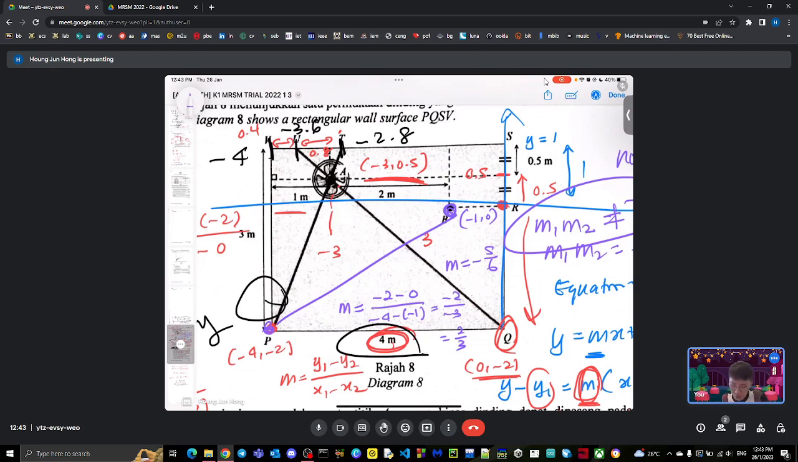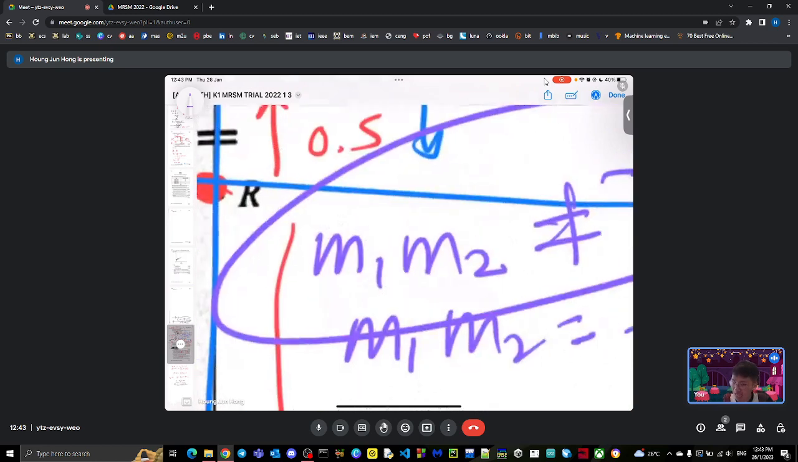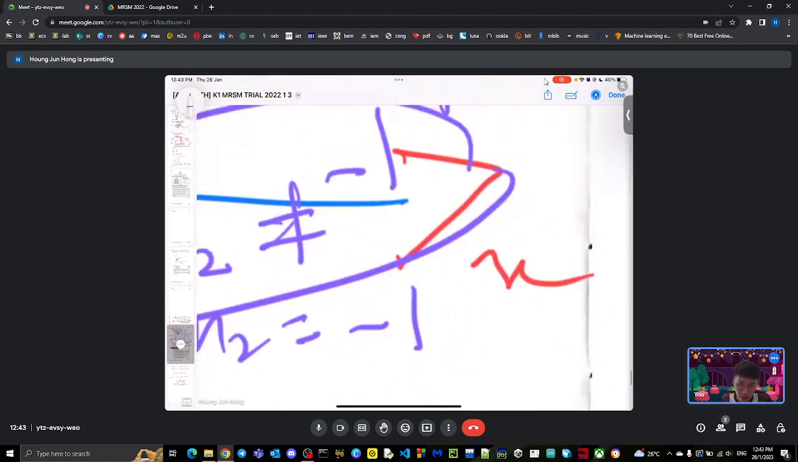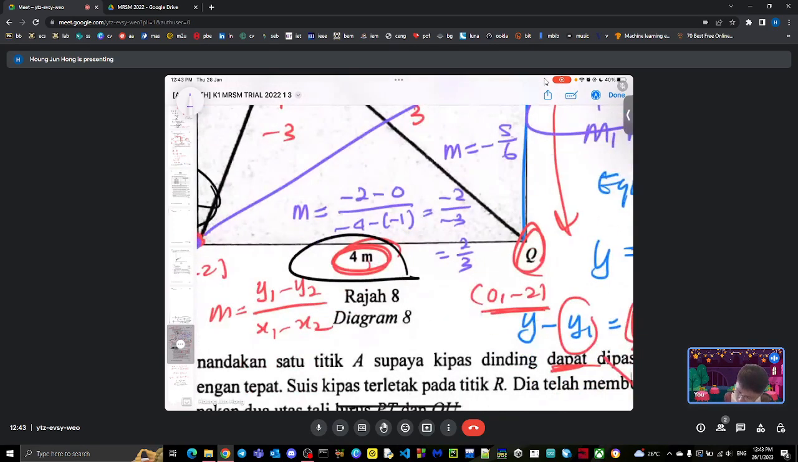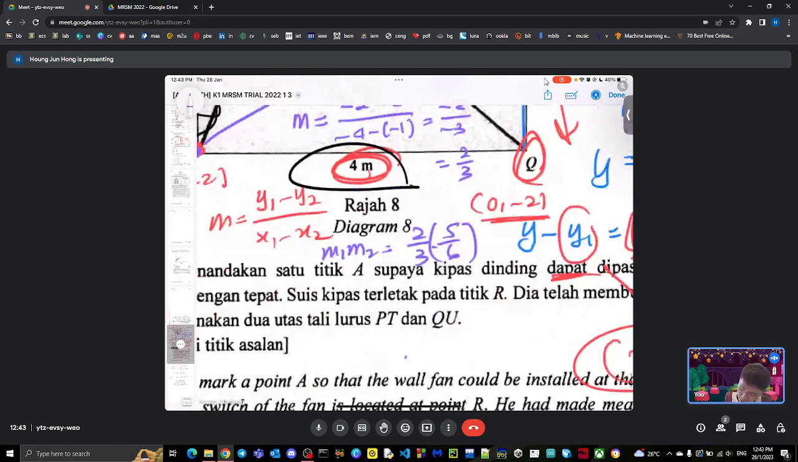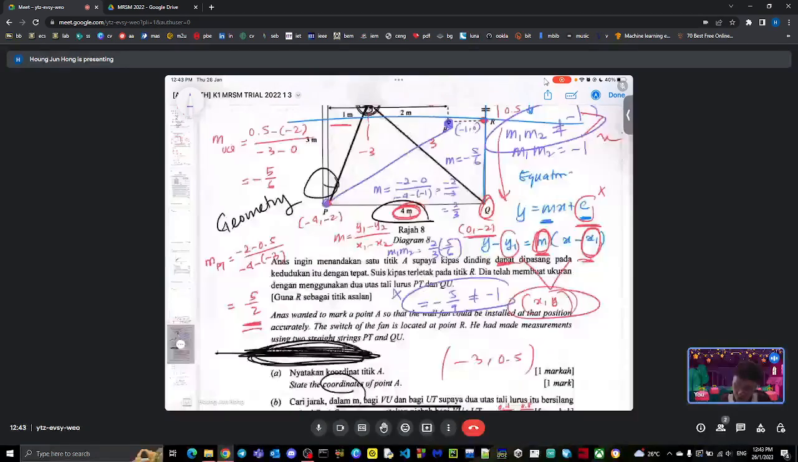Now just put the two gradients together and see whether the product gives you negative 1 or not. If they don't give you negative 1, then it's not perpendicular. So m1 m2 equals 2 over 3 times negative 5 over 6, which is negative 5 over 9. Obviously this is not negative 1. So they are not perpendicular. Okay, that's it for this question. That's it for this paper.